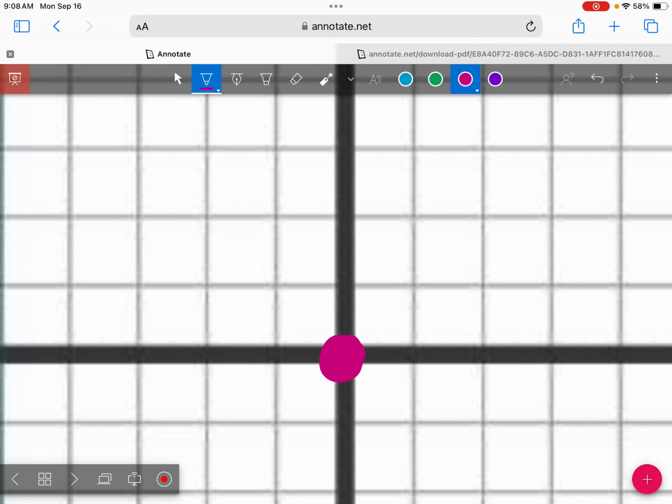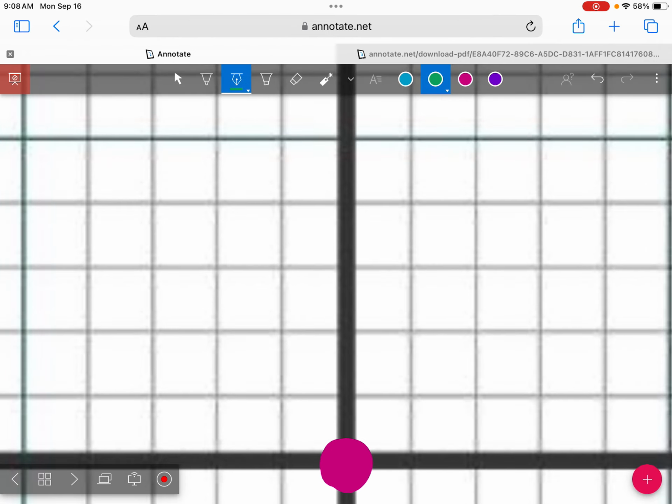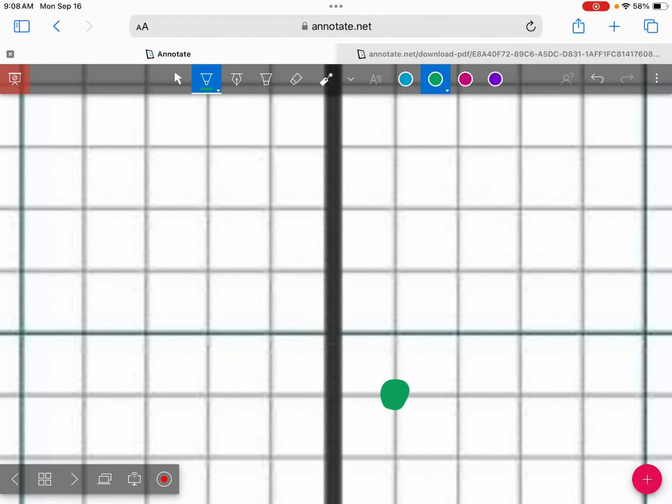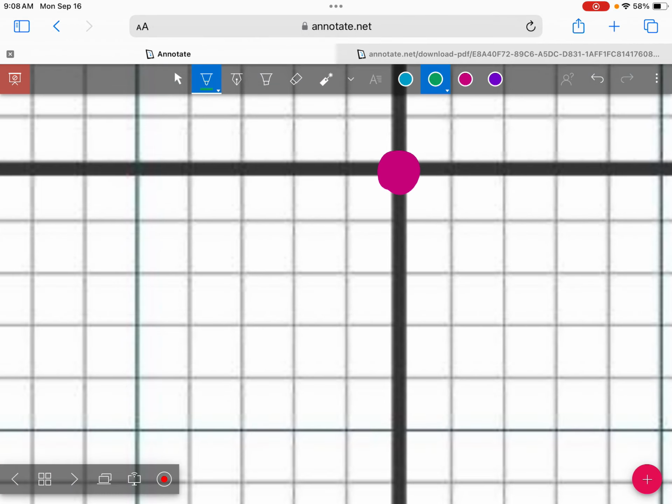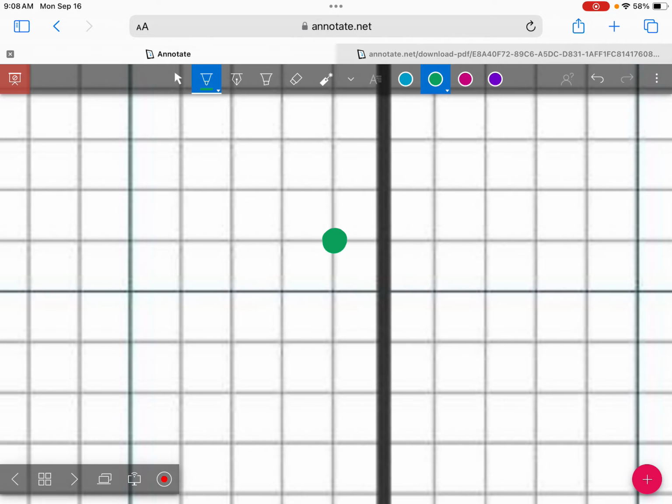Up 4 and 1 to the right. 1, 2, 3, 4, 1 to the right. My graph is a little bit bigger than yours, so I think you can only fit one dot. I could also go down and to the left for a positive 4. Down 1, 2, 3, 4, and to the left 1.